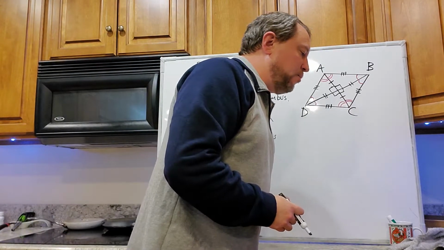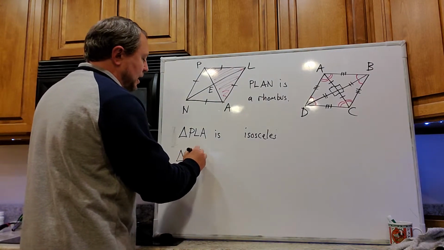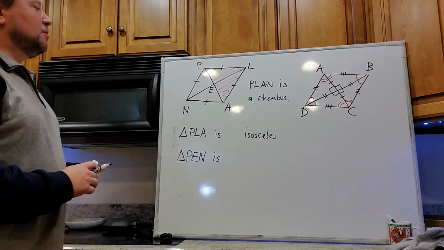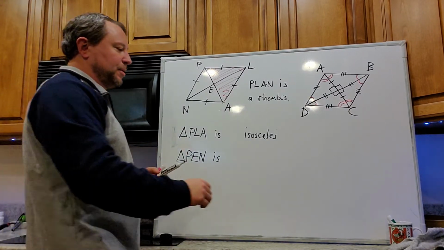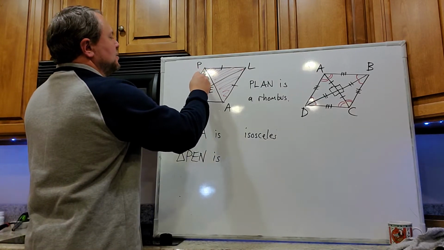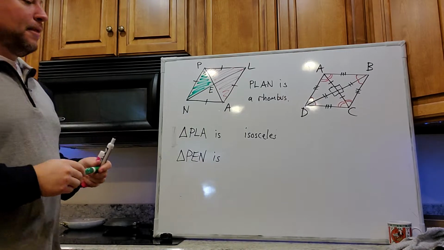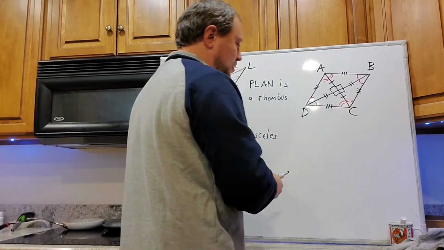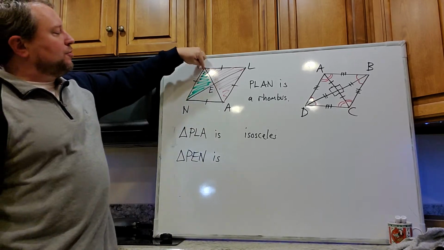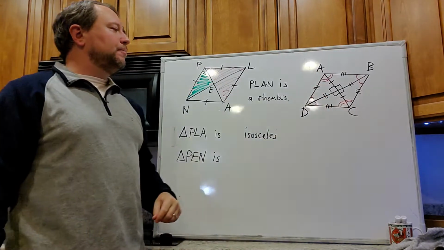All right, now what if I had you focus instead on triangle PEN? Okay, triangle PEN, if you look up here, PEN is that part right there. That part of the rhombus is just one of those four triangles that we mentioned back over here earlier that were all congruent.